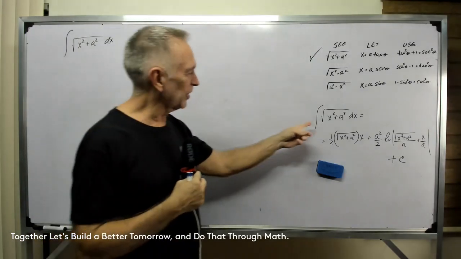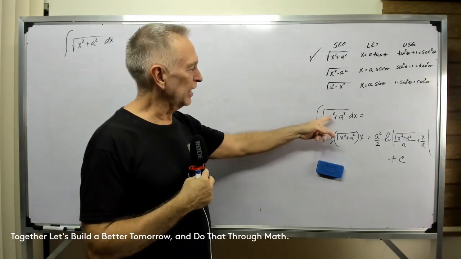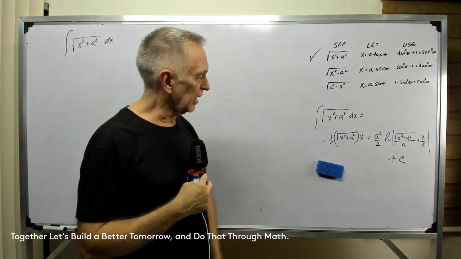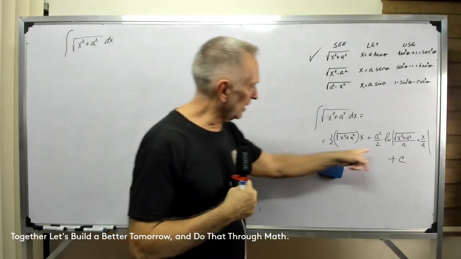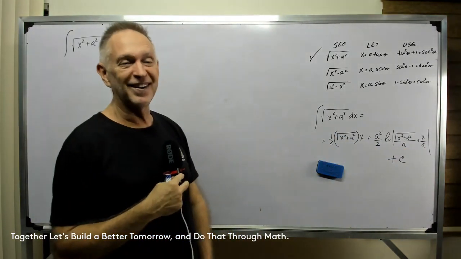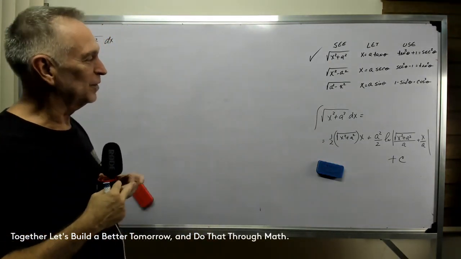Specifically, we're going to look at this integral here, the integral of the square root of x squared plus a squared, integrating that with respect to x. And it's supposed to equal all of this here. Whoa. Let's get after it, okay? How in the world are we going to come up with that?